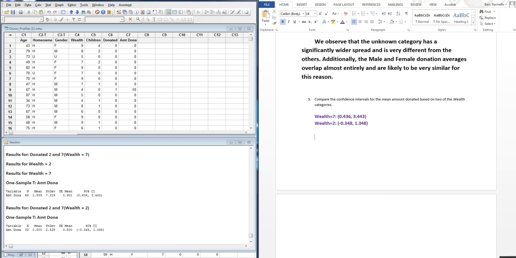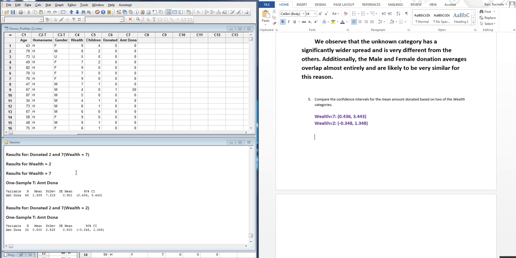Well, I would say they overlap, so it is quite possible that they behave the same way and wealth means nothing. But in particular, I would say that the category 7 for wealth appears to be, on average, donating more. Whether or not it's significantly more and they're different, that's something we need other things to be able to tell. So clearly one of them has a larger margin of error than the other, and there's a little bit more spread involved for the wealth category number 2. But overall, wealth category number 7 has more spread.